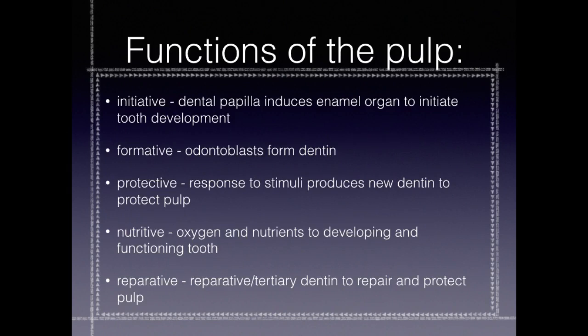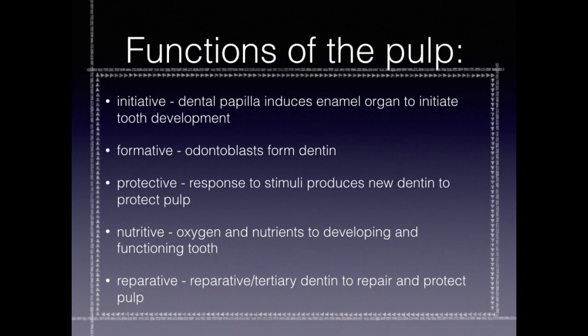There are 5 main functions of the pulp. The first one we've talked about is the initiative function. It's the cells found in the dental papilla originally that have the neural crest cells influencing them. It's those cells that actually cause the tooth to start to form. It tells the enamel organ to start getting ready to form a tooth.